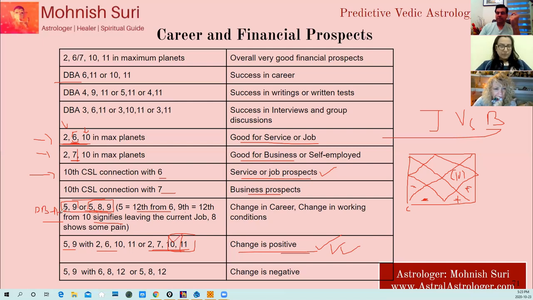But if you see the change is happening with 5, 9 along with the bad houses, which is 6, 8, 12, or 5, 8, 12, the change is negative. This is not going to work for you. This will go against you. And why do we take 5, 8, 12? 5, 8, 12 is your losses and your opponent's gain.